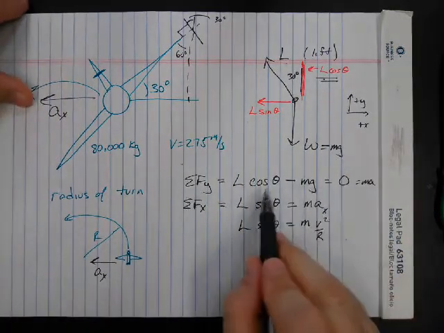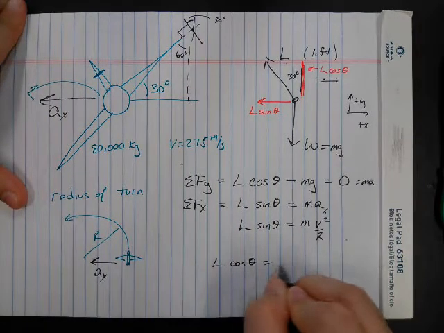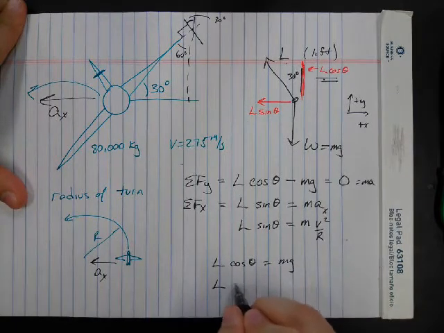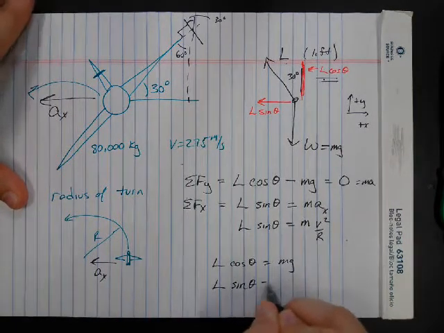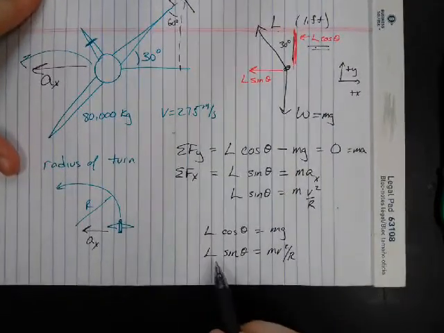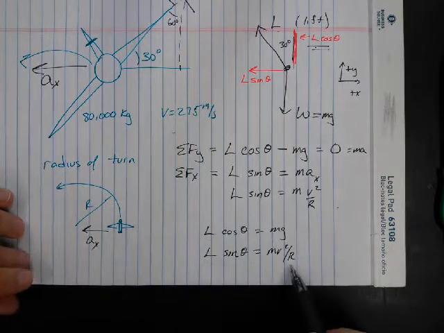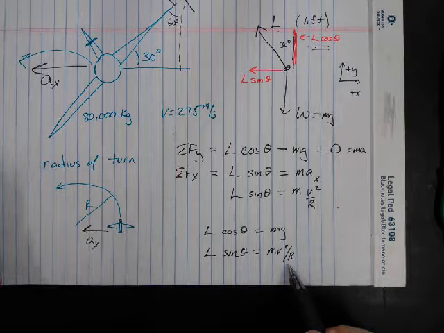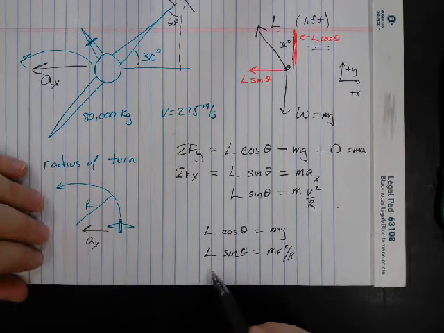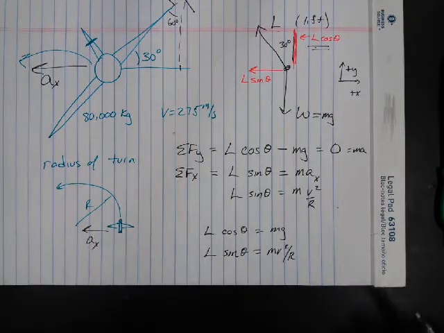So from the upper equation, we get that L cosine theta is mg, and from this one we get L sine theta is mv squared over r. Can we solve for that? Well, we have two unknowns. R is the thing we're looking for, and L is this lift force we don't know. But we have two equations. They're different equations, so in principle we can solve.